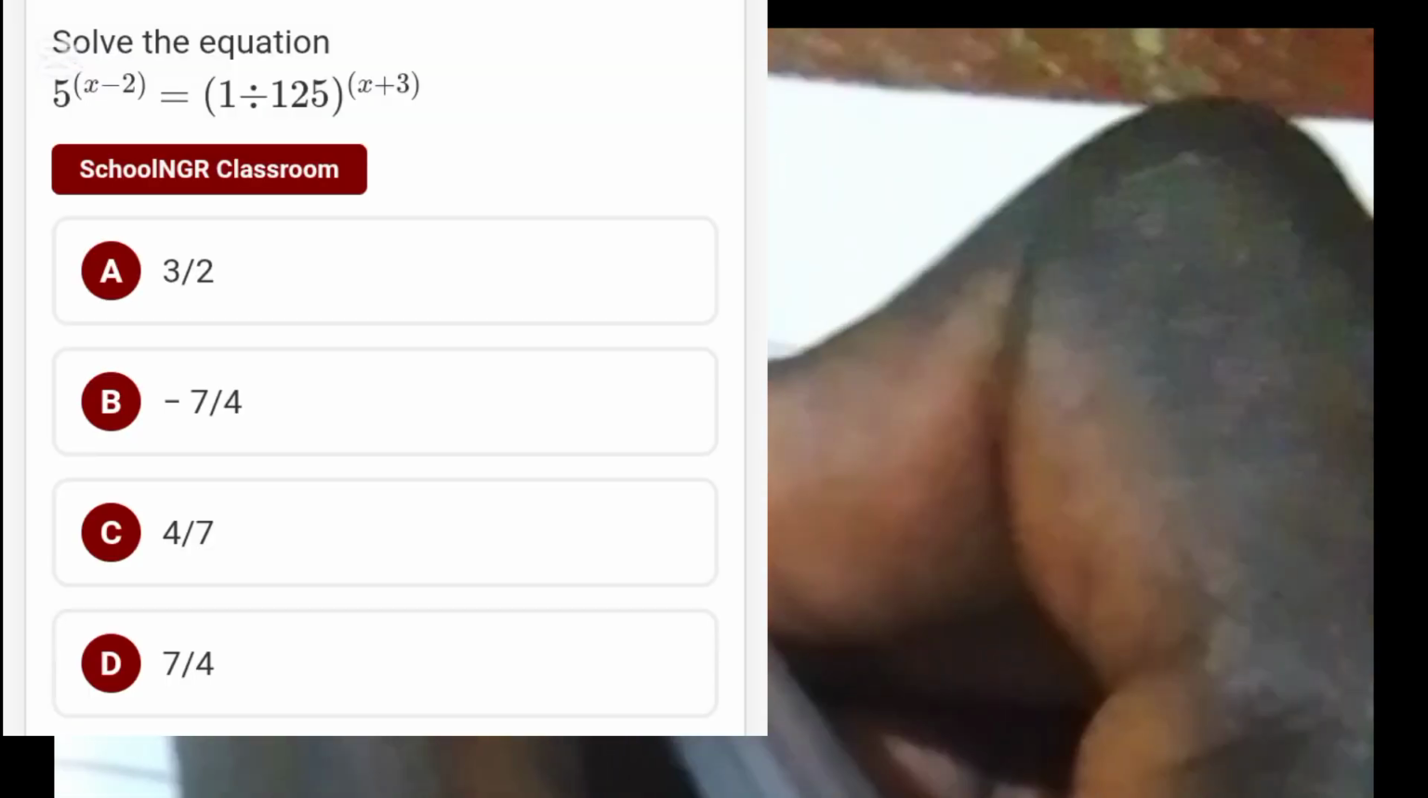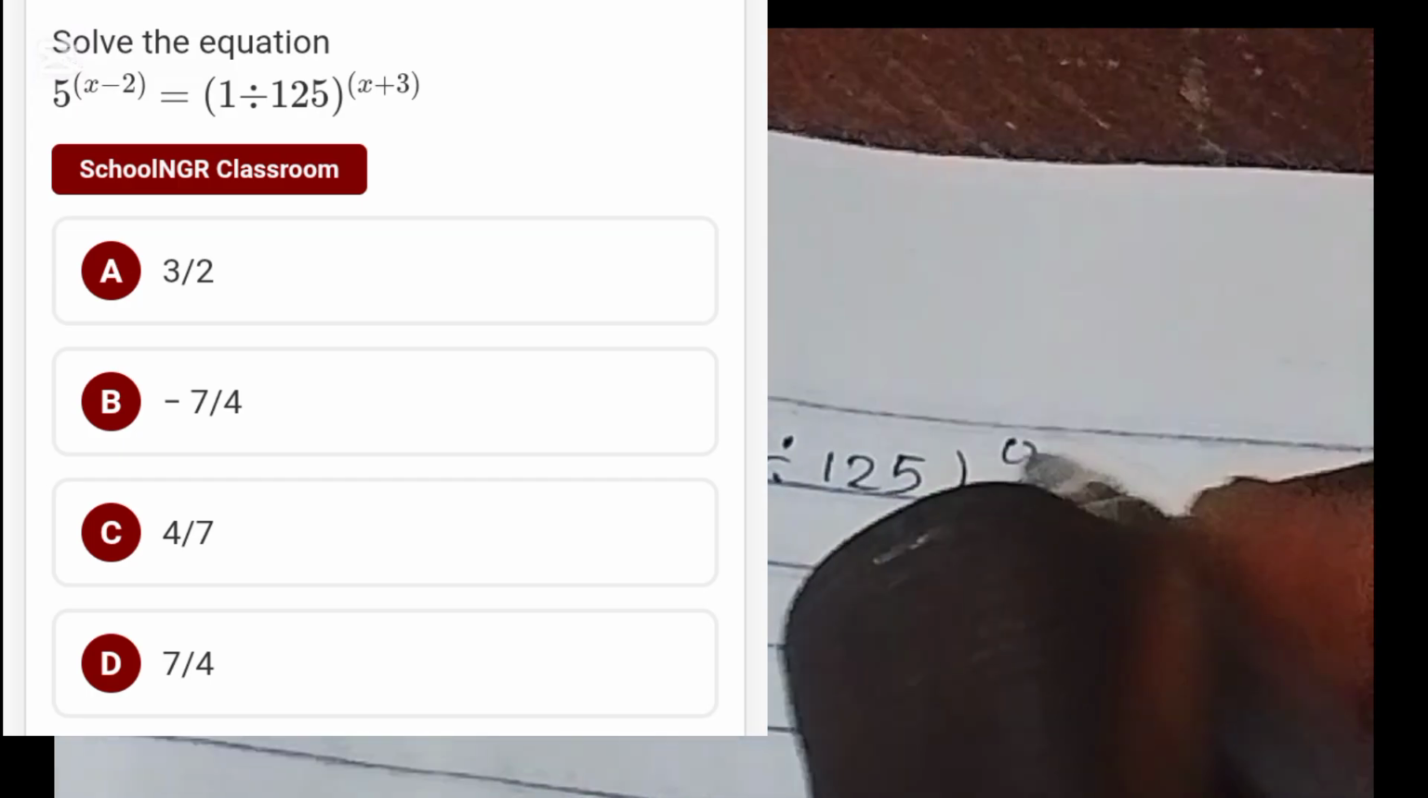That is the main reason why we are having this video, to consider some past questions, especially JAMB past questions. So without wasting much time, we begin with the first question. The first question says 5 raised to the power x minus 2 equals (1 divided by 125) raised to the power x plus 3.